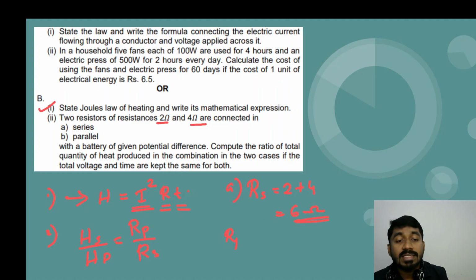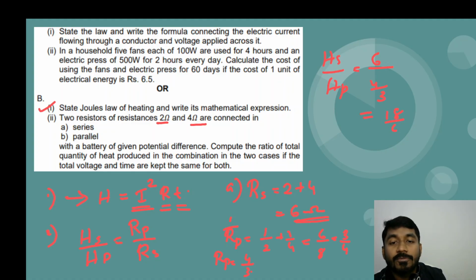And what is the resistance in parallel connection? Very simple also. 1 by Rp is equal to 1 by 2 plus 1 by 4. You will get the answer 6 by 8, or else 3 by 4. So the resistance in parallel is equal to 4 by 3. Now let's find the ratio. Hs by Hp is equal to 6 divided by 4 by 3. The 3 will go into the numerator.